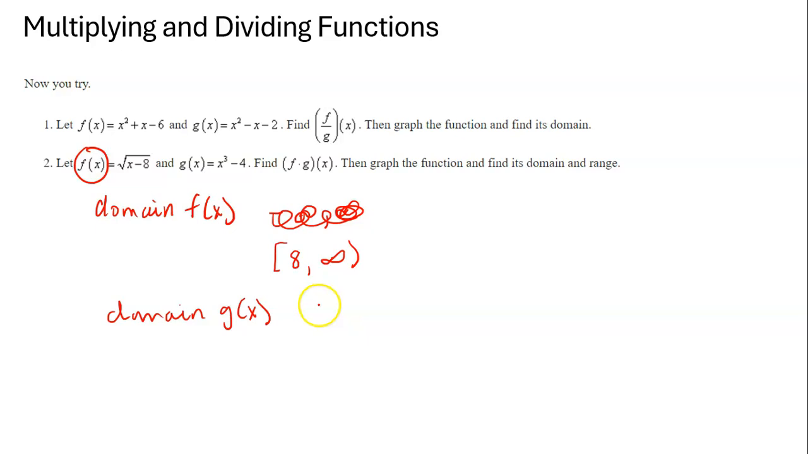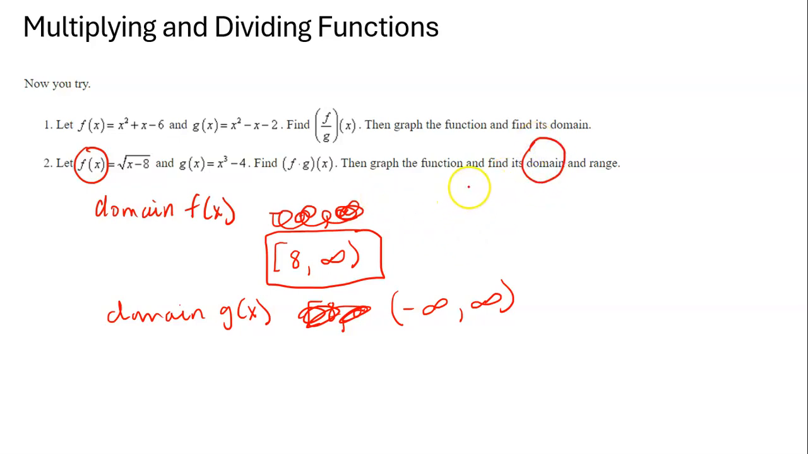That's what I just wrote. It doesn't much matter. The domain of g of x is going to be, I think I had them flipped. Yeah, this can be anything. It doesn't matter. But this is more constrictive, so that's going to end up being the domain of f times g of x. So that's the domain.